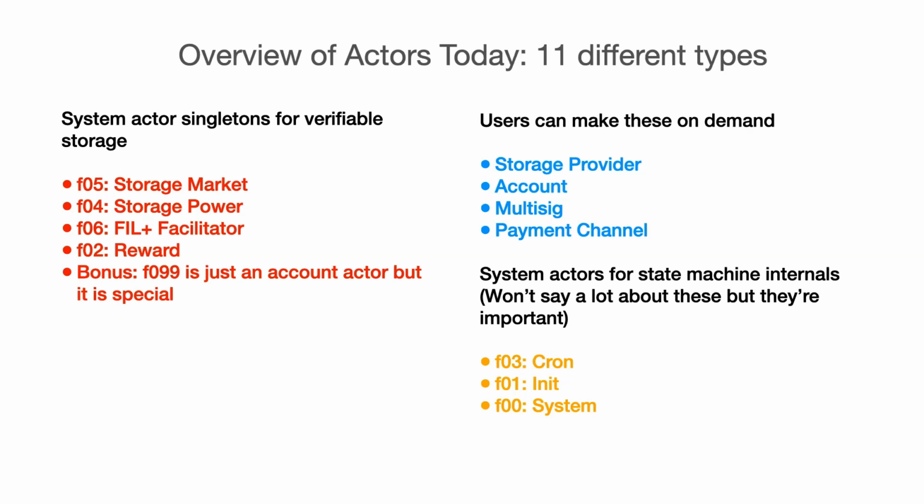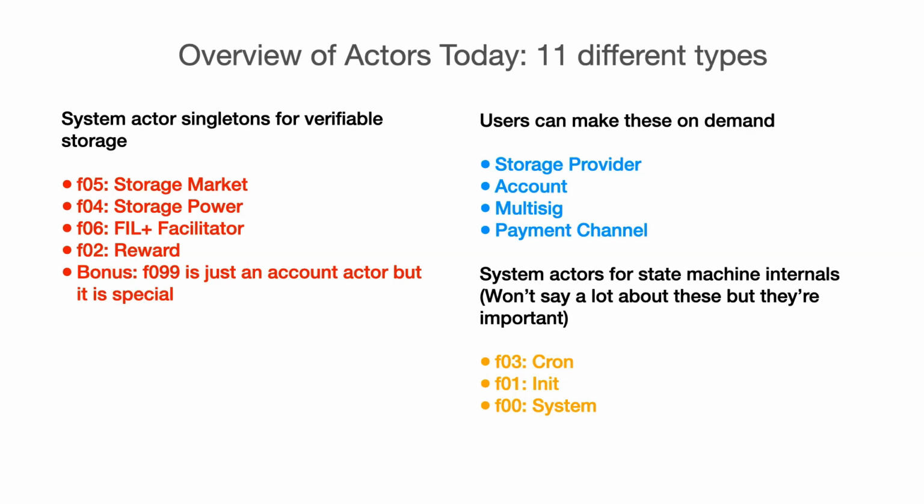Then on the left, we have the system actor singletons, which are really in the mix for storage. And there's a storage market. There's a storage power actor keeping track of these stored bytes of every storage provider on the network. There's a Fil+ actor, which deals with sending around a data cap and providing storage providers with more power if they have less data in their sectors. And then there's a reward actor, which deals with a somewhat complicated schedule for releasing Filecoin as part of the block reward. And then there's, yeah, just throwing out f099, a kind of special account actor.